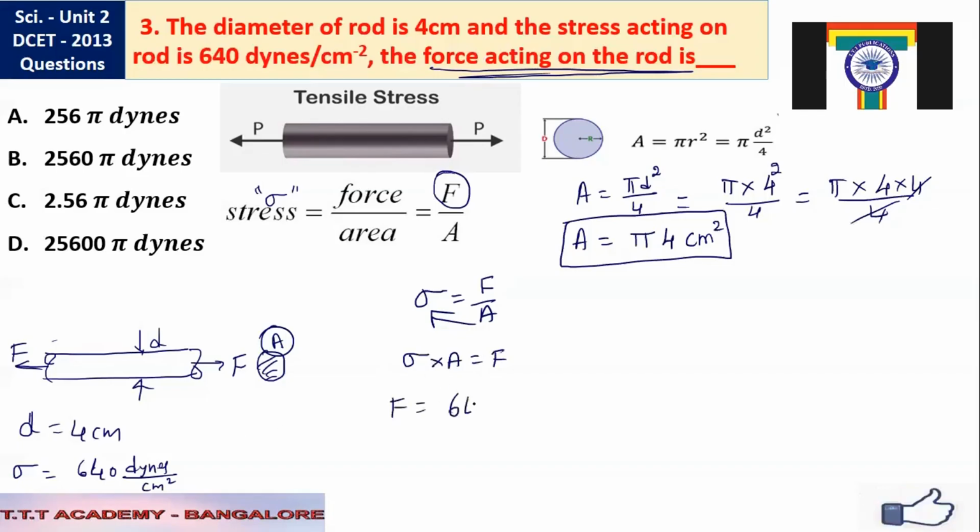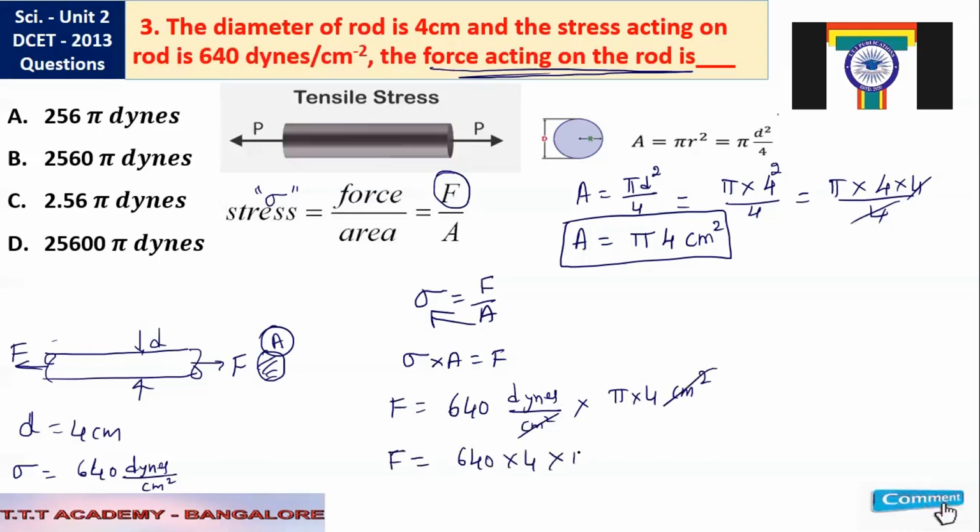640 dynes per centimeter square into the area. What is the area? That is pi into 4 centimeter square. So finally, dear students, this centimeter square gets cancelled. What is left is F, force, equal to 640 into 4 into pi dynes. You can observe in our options: 640 into 4 is 2560.